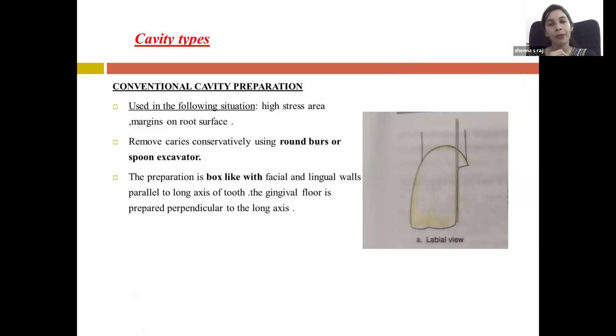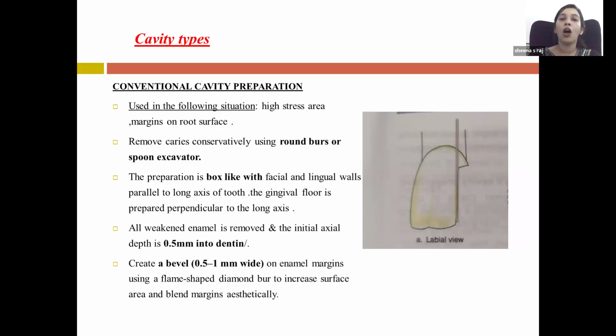So as you can see in the image, it has a box shape where the facial and lingual walls will be parallel to each other and the gingival floor will be perpendicular. All the weakened structure should be removed, 0.5 mm into the dentine, and we have to create a bevel of 0.5 to 1 mm. This is the normal cavity preparation which we do. Please keep this in mind.